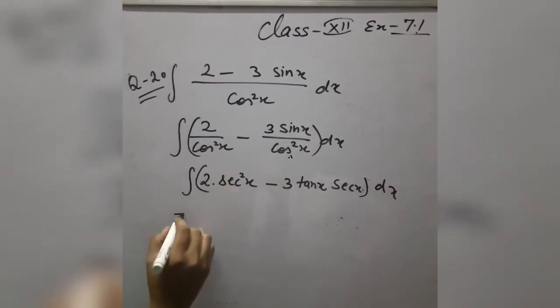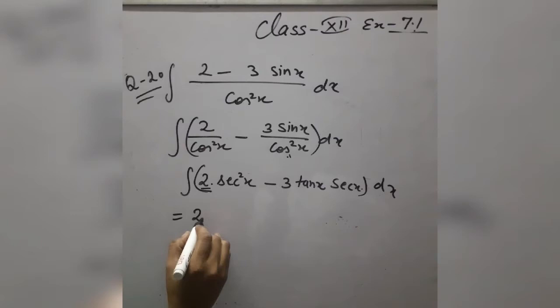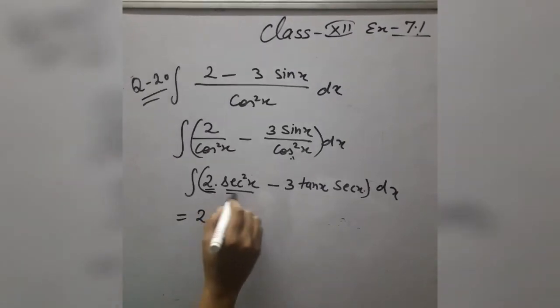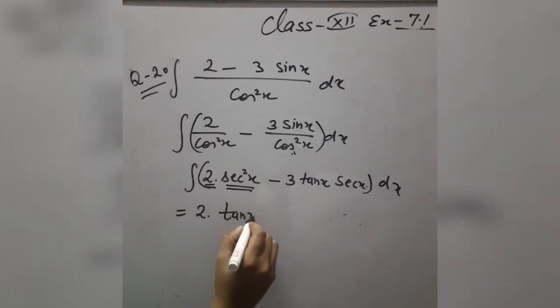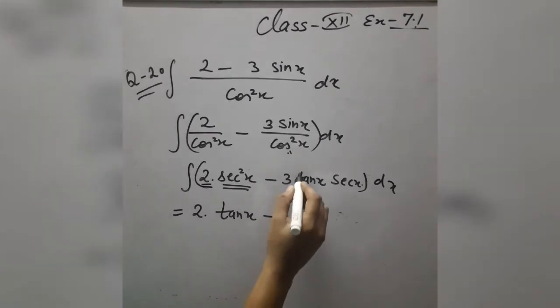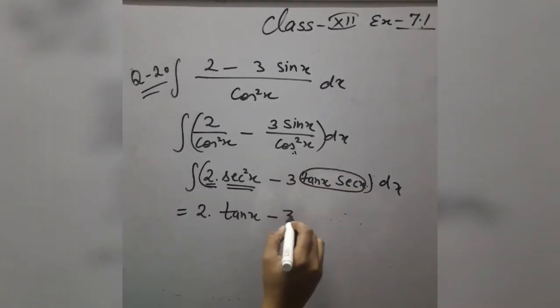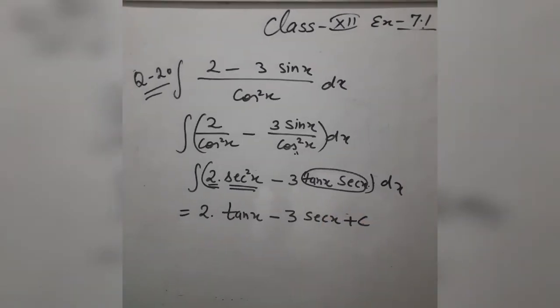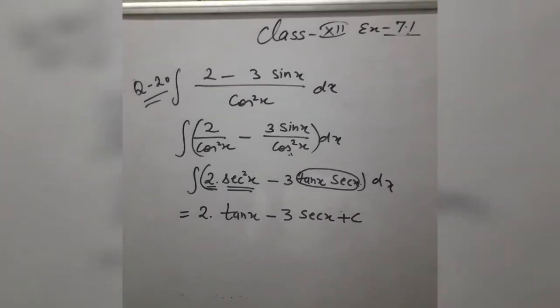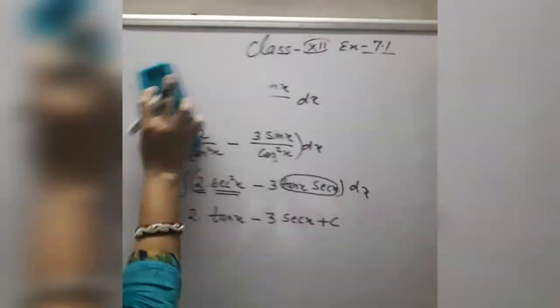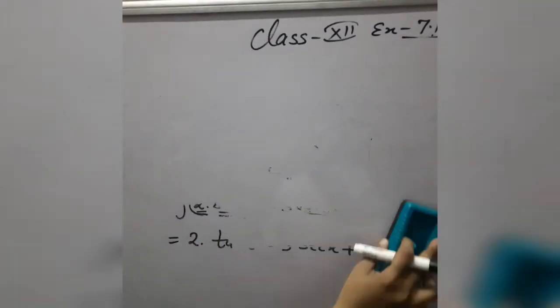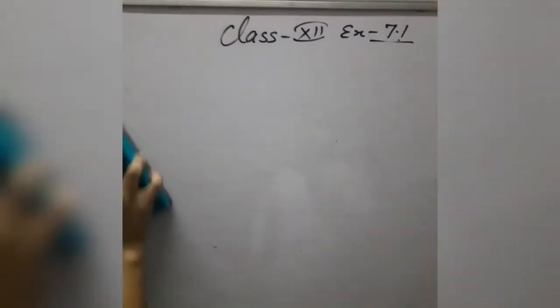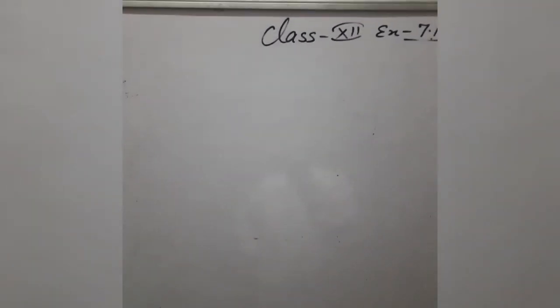Now integrating these two terms, this 2 is a constant term, it remains as it is. Integration of secant square is tangent x, and integration of tangent x into secant x is secant x, plus integration constant c. Now last two sums, MCQs given in this exercise. So I will explain these two MCQs also.